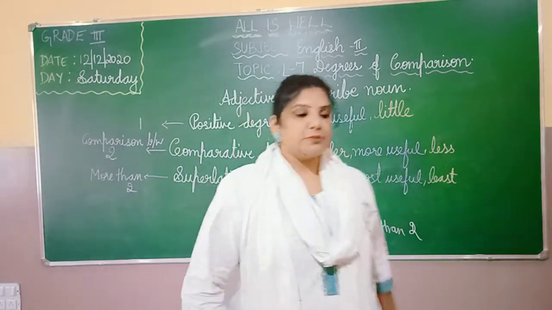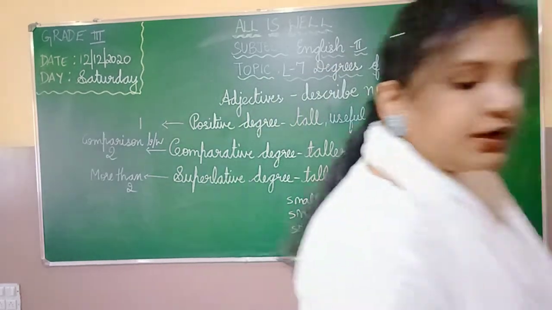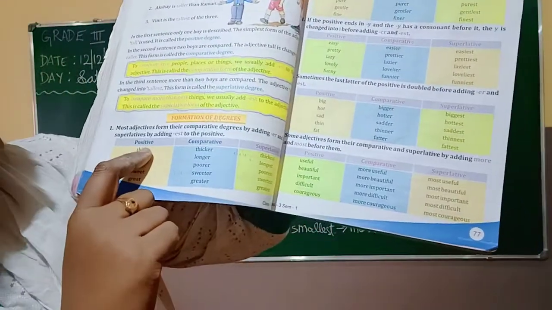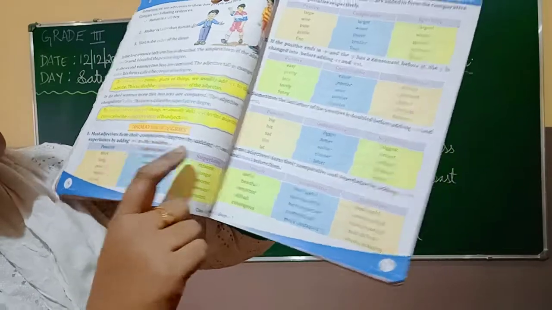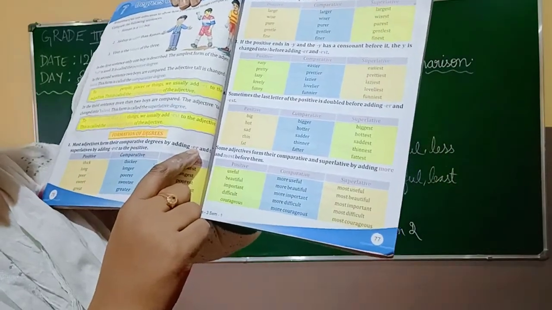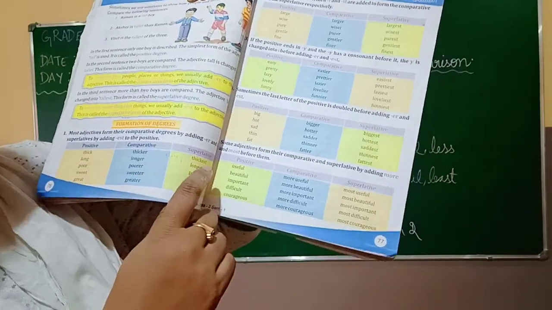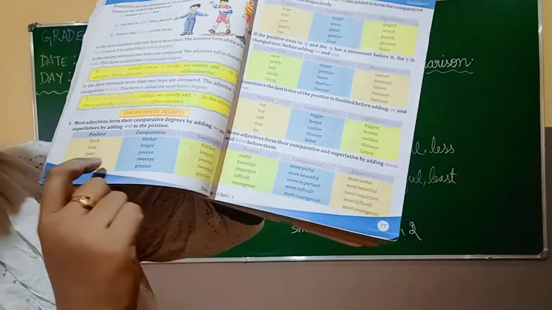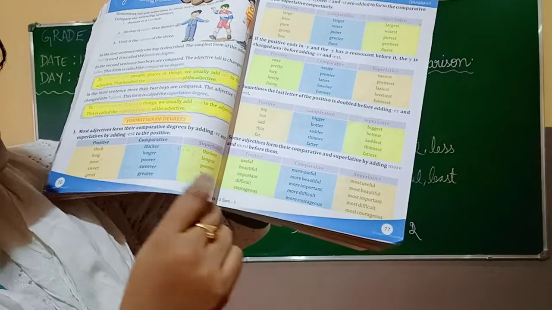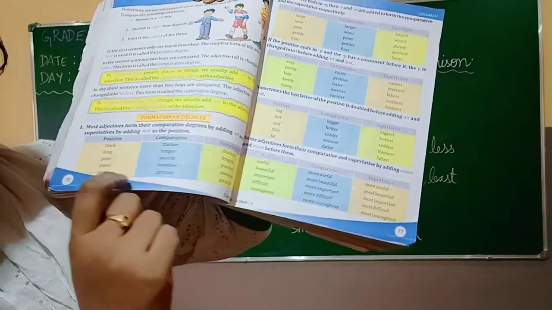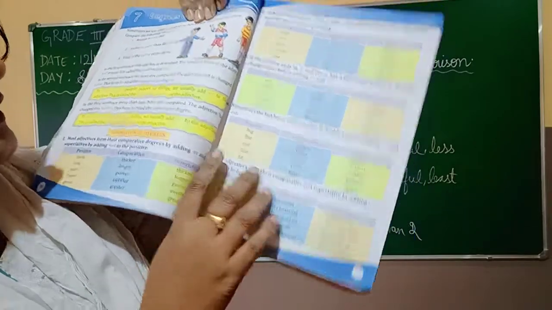Okay, we have some more words like that in your textbook. Okay, when you open your textbook, you can see here. See the starting where you use er. You add er to your comparative degree and est to your superlative degree. Thick will become thicker, thickest. Long, longer, longest. Poor, poorer, poorest. Sweet, sweeter, sweetest. Great, greater, greatest.